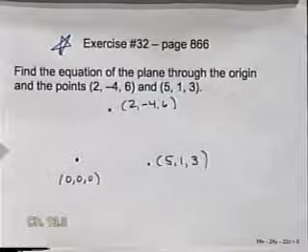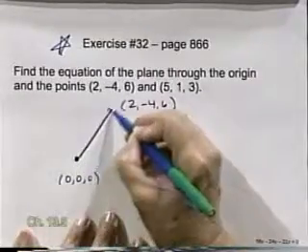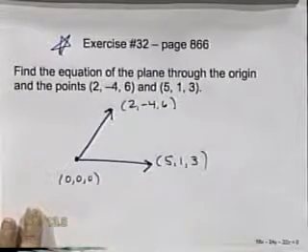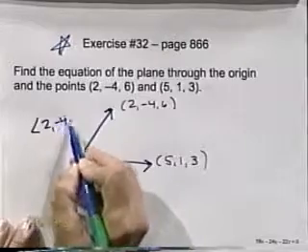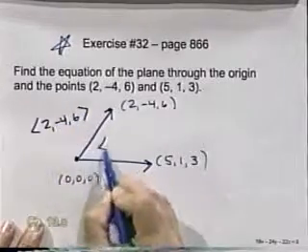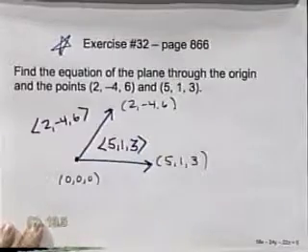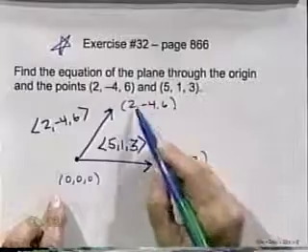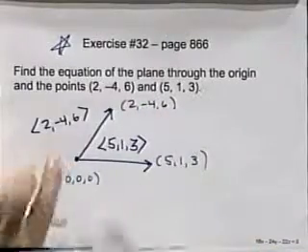How are you going to do that? Cross product. Oh, fabulous. You can find this vector, you can find this vector, and you're going to take the cross product. This vector is 2, -4, 6. This vector is 5, 1, 3. All right? And how did I know it was 2, -4, 6? Because you're taking 2 minus 0, -4 minus 0, 6 minus 0. Origin's a nice point to have.